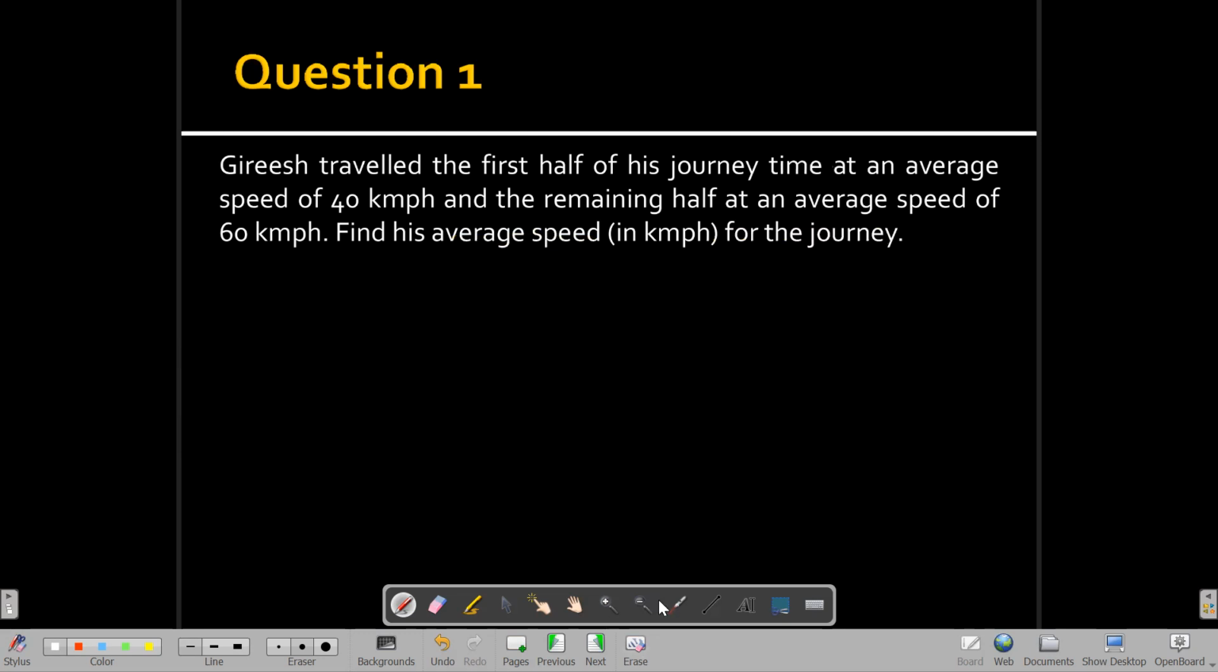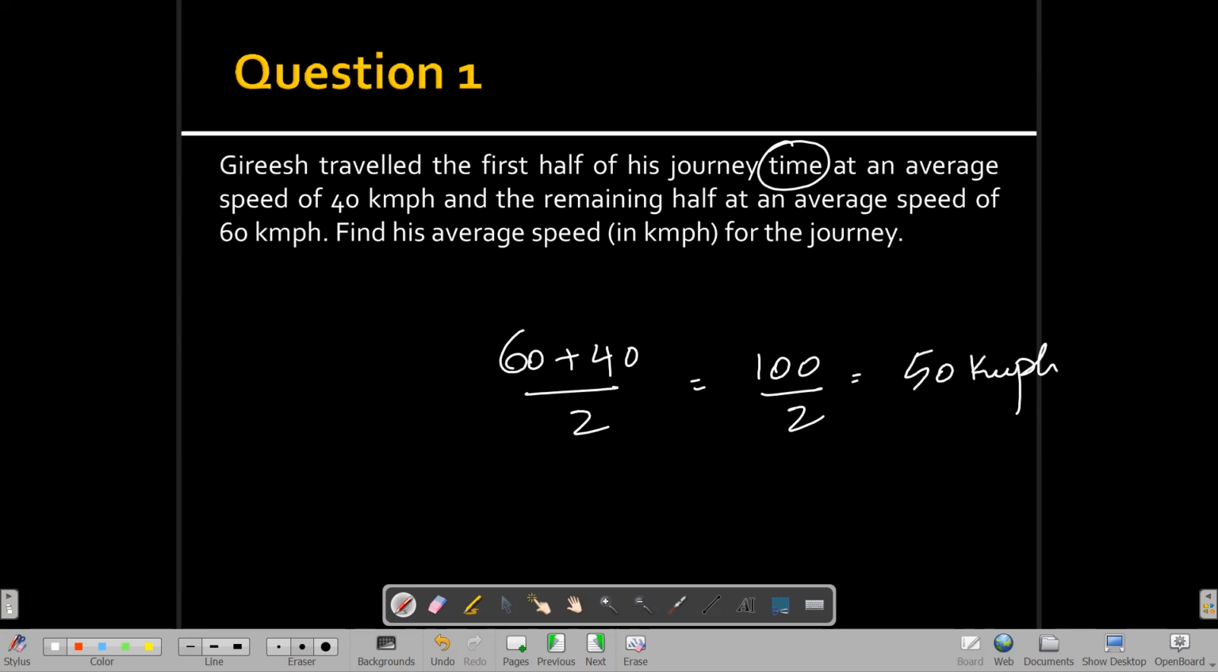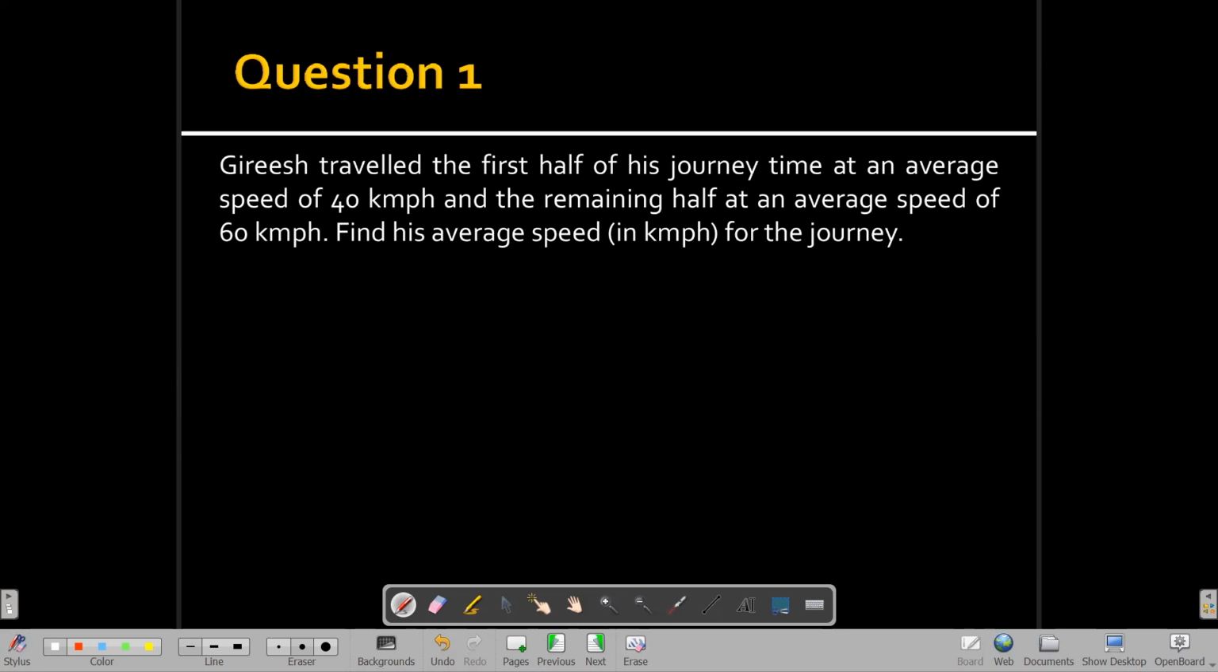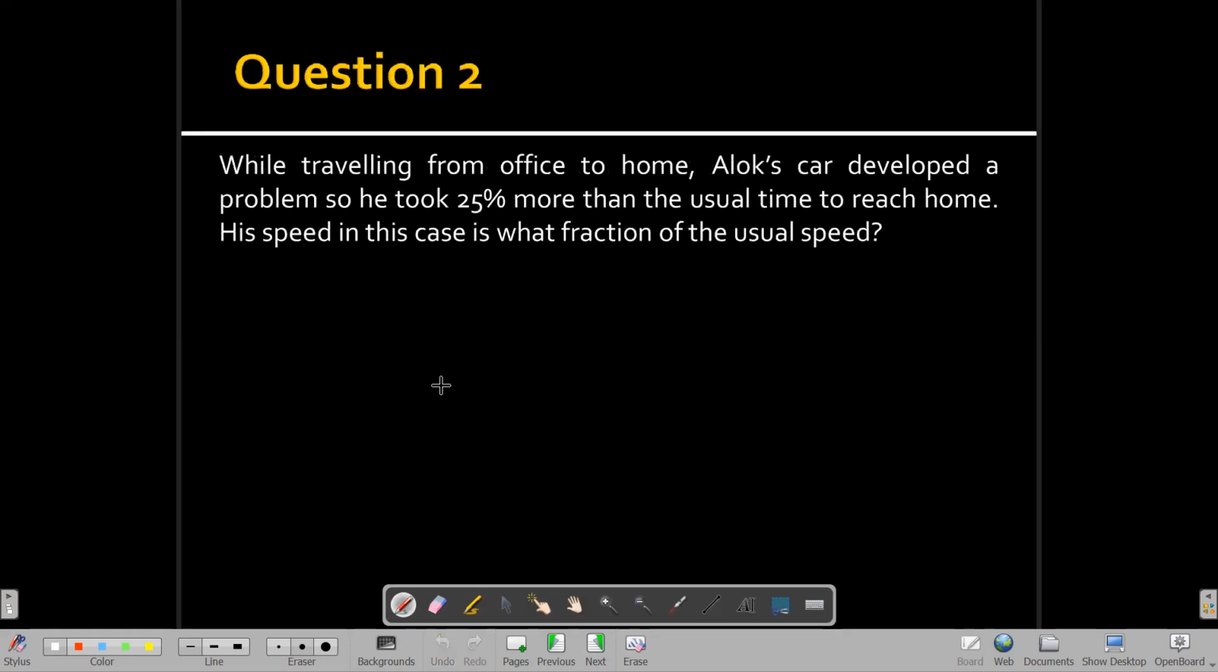If the time aspect remains the same, as indicated in our question, you can straight away go to the arithmetic mean of the individual speeds involved. Here in this case, it is 60 plus 40 upon 2, that is equal to 100 by 2, and that is equal to 50 kilometers per hour. So this brings conclusion to our first question. Now let us discuss the second question.